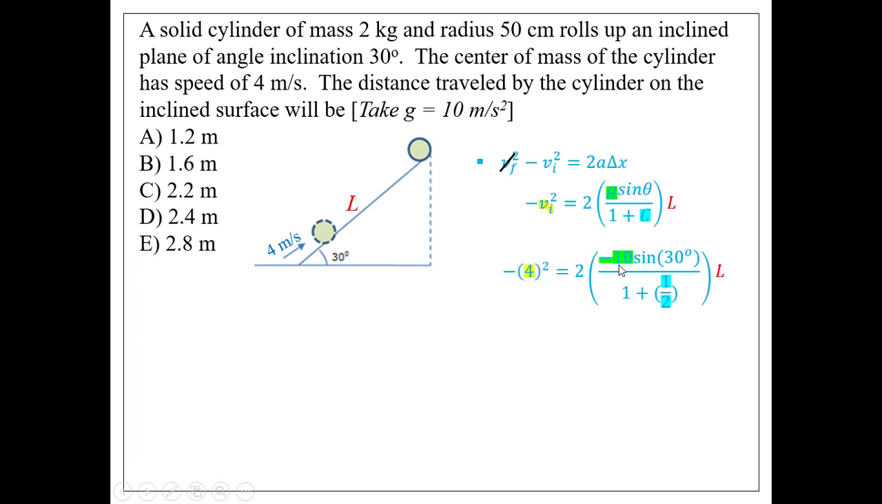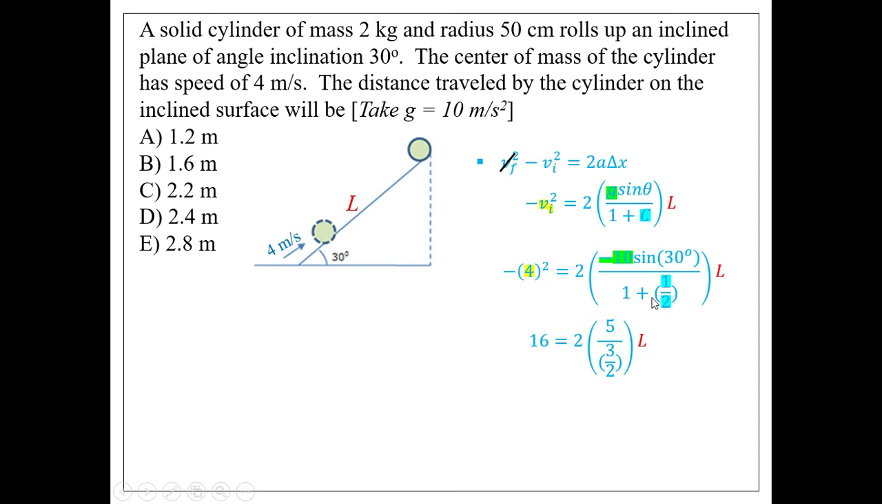So for G, I'm just gonna use 10 because it says to use 10, and then sine of 30 degrees, and then once again, the coefficient for a solid cylinder here is just 1/2. Capital L is outside the parentheses, so I'm just gonna clean this up. The negative sign on the left and the negative sign on the right are gonna cancel out. 4 squared is 16, and then 5 times sine of 30. Once again, sine of 30 is a half, so 10 times a half is 5. That's where the 5 comes from.